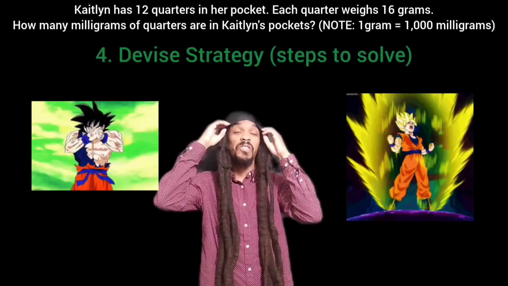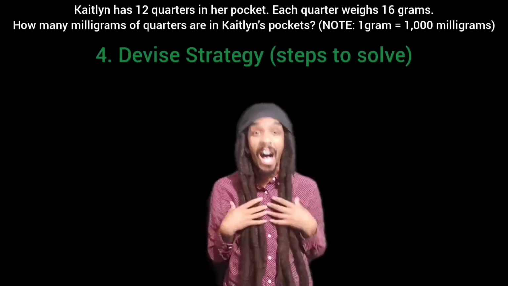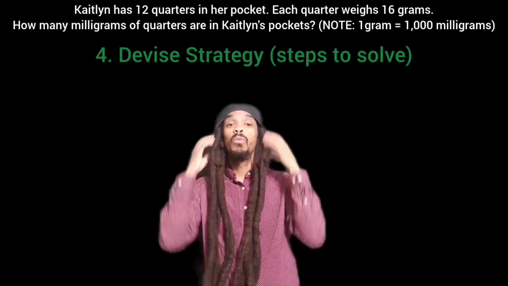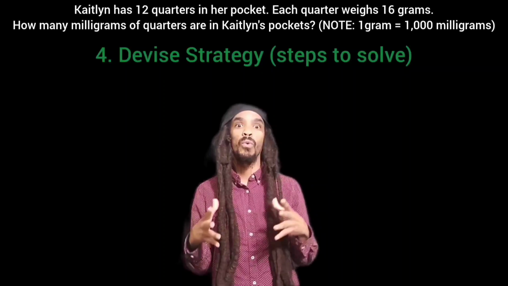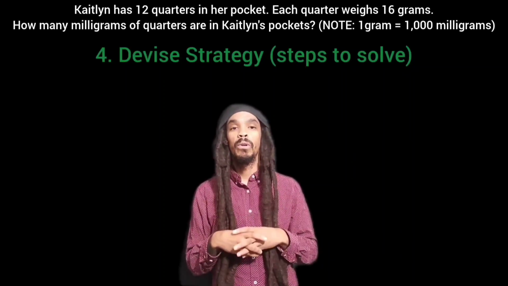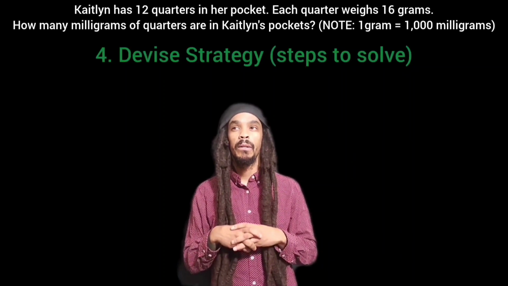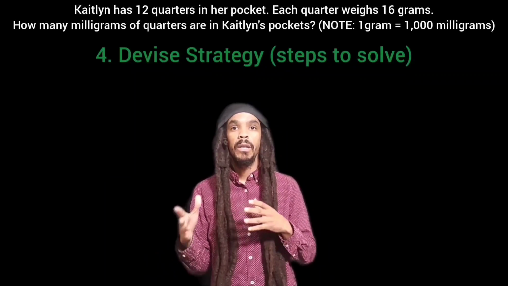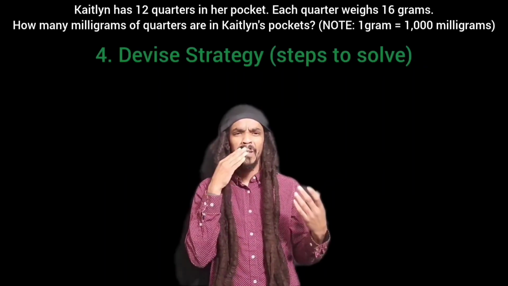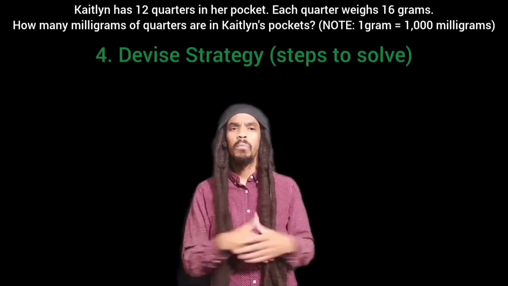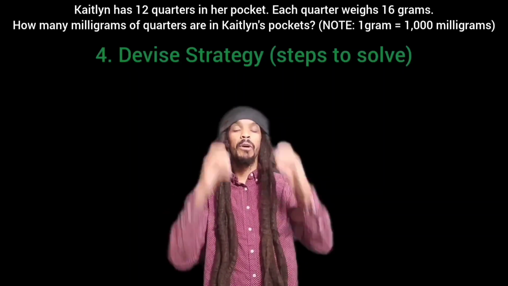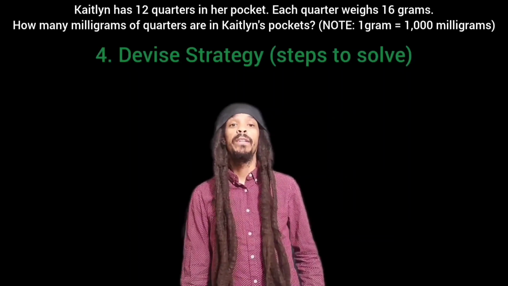Okay, so since you don't want to come up with a strategy, I'll come up with a strategy. First thing you want to do is probably come up with a total weight for Caitlin's quarters. How are we going to do that? We got 12 quarters, and each quarter I think is 16 grams. I would probably just go about multiplying those. Multiply the number of quarters by the weight of each quarter.